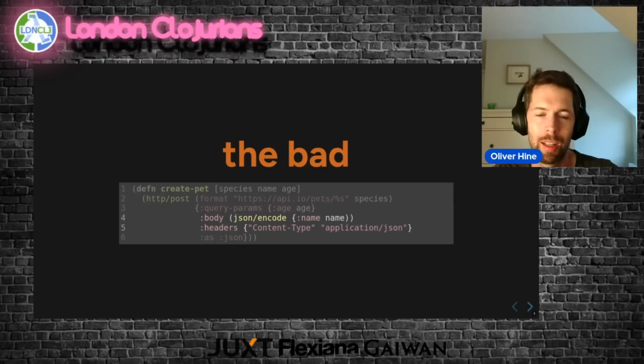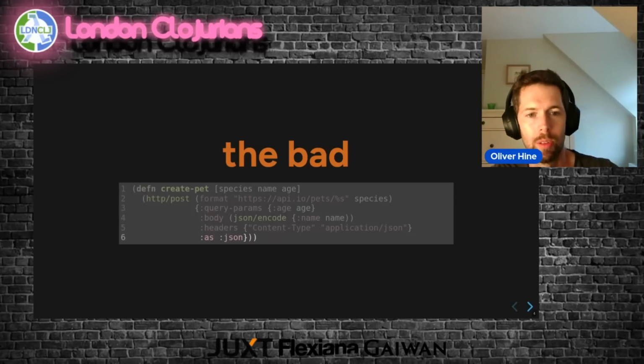We need to know that the request needs to be encoded. Sorry, the body needs to be encoded with JSON. And we hope that the server understands JSON as well. We need an extra bit of metadata in the header to say this is JSON. And here we also are expecting the response to also be in JSON. So we've asked our HTTP library to decode it as JSON for us.